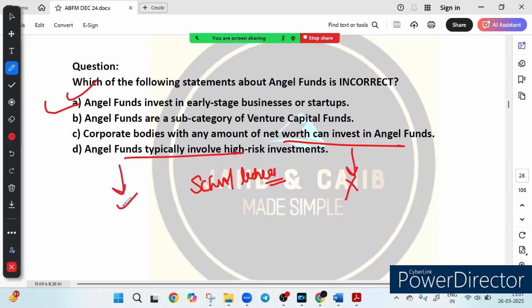Yes, this is correct. Suppose you think of investing in a new restaurant in a town. If the restaurant becomes famous, you earn big profit. If it fails, you lose money, right? So that is the point. Since angel funds carry high risk, this statement is correct.